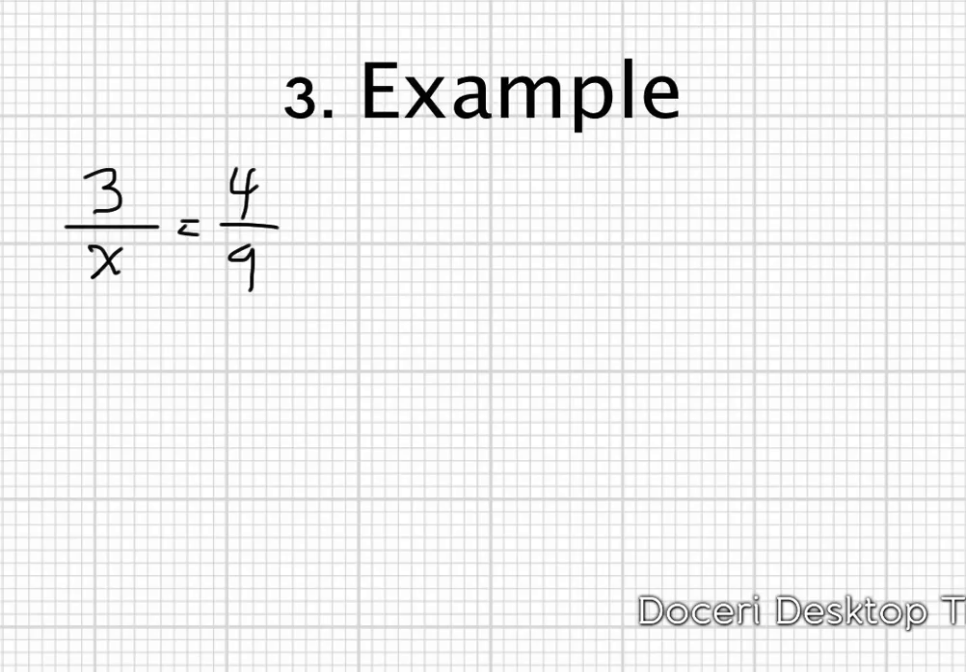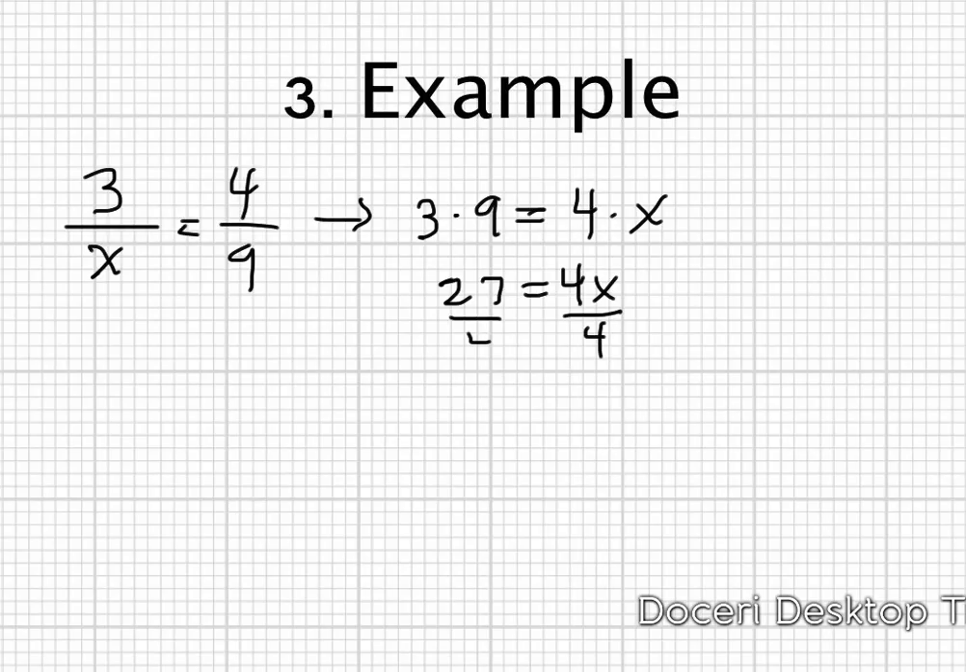So I'm going to multiply 3 times 9, and that should be equal to 4 times x. Okay? So 3 times 9, that gives me 27. That equals 4x. Got to get x by itself, so I divide both sides by 4. So my answer is 27 over 4 equal to x. That's not very nice, is it? That's not a very good example, but that's how you do it.